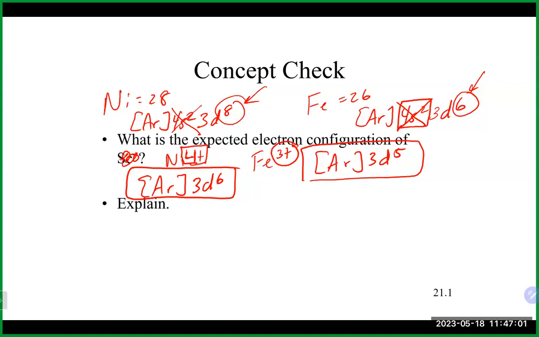So it's important to know how to do this. A little later on, we're going to talk about how electrons will be distributed with these metals. So you need to really know how many d electrons these guys would have.